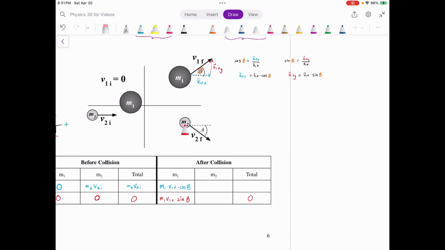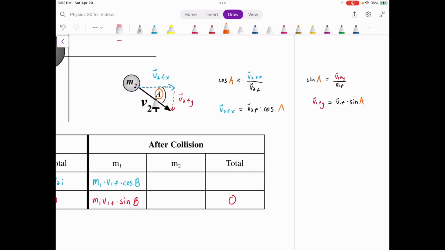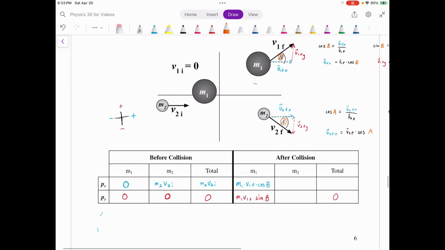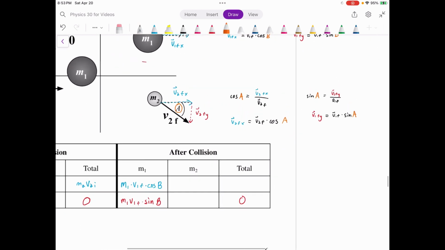Now for mass 2, same exact idea. We're going to go ahead and split it into its x and y components and then find them using trigonometry. So mass 2's final velocity we can see is down and to the right. So its y component is the down part of that, and its x component is the right part of that. Down and to the right gives us a positive x component and a negative y component. We'll just have to be careful. Remember, we call down the negative y direction, so we'll need to keep track of that negative when we go to put it into our calculation.